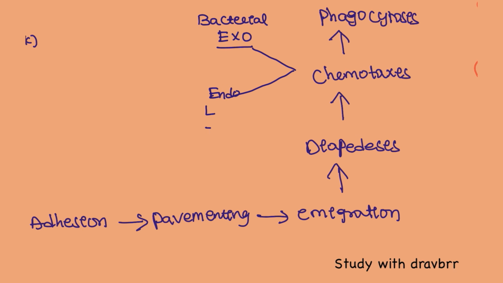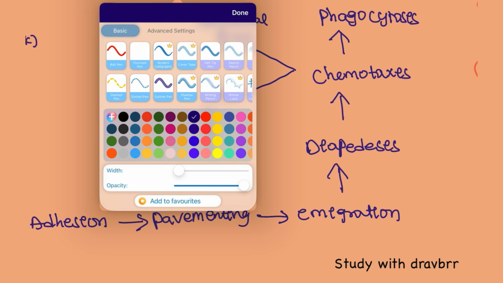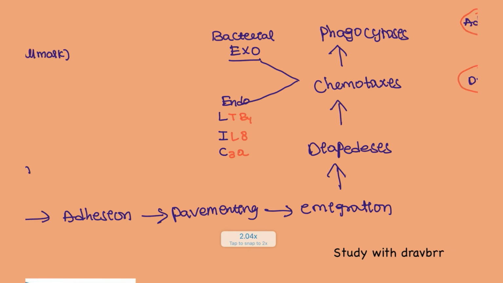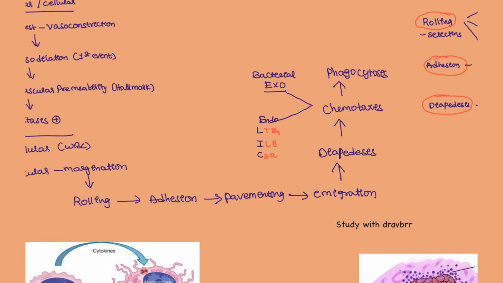Remember with the mnemonic LIC. What is this? This is leukotriene B4 that is going to act here. Next, IL8 and complement, this is C3a. So these three are going to act as the chemoattractants, bringing the cells towards the site to kill that pathogen. That is one thing that you have to remember.